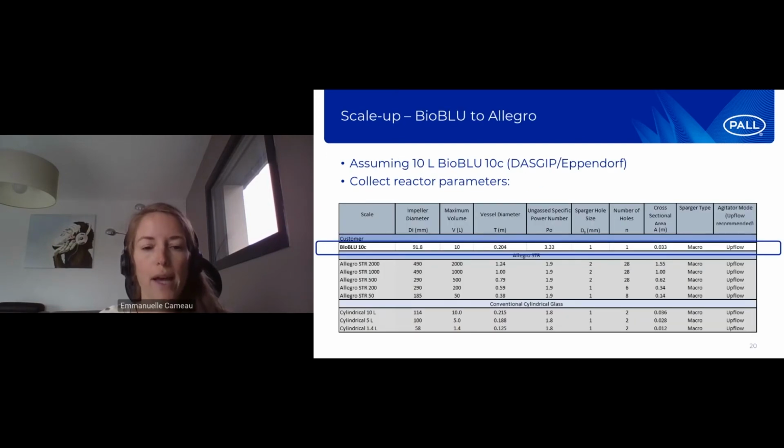So to do that, we have technical tools that we created that allow us to input the customer's or the starting bioreactor characteristics. Here we assume this was the 10-liter BioBlue of Eppendorf. So we input the parameters, and the tool automatically gives us the scale-up parameters in our different bioreactors.